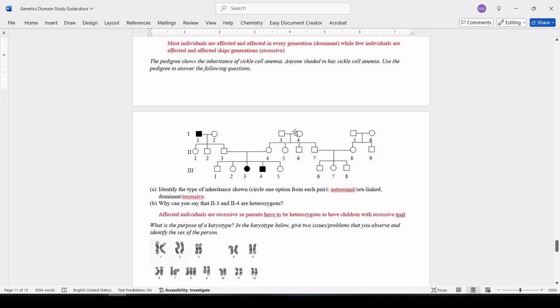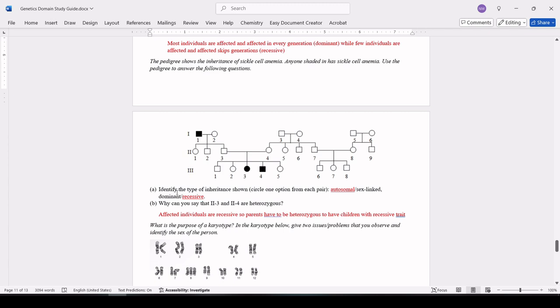So if we look at this pedigree here, it's for the inheritance of sickle cell anemia. We look at the ones shaded in. We have 2 males and 1 female. That's about equal. We do have slightly more males, but that's still about equal, so it'd be autosomal.